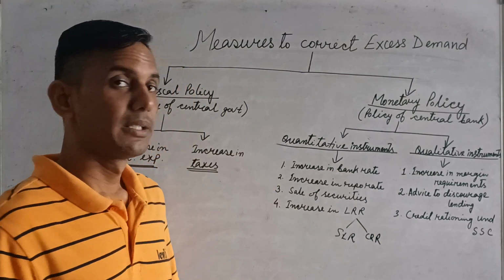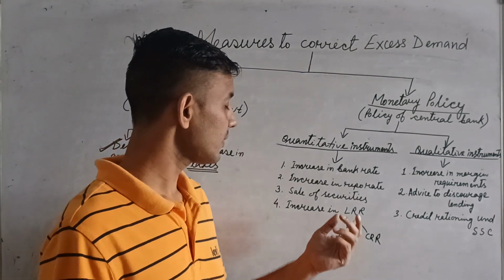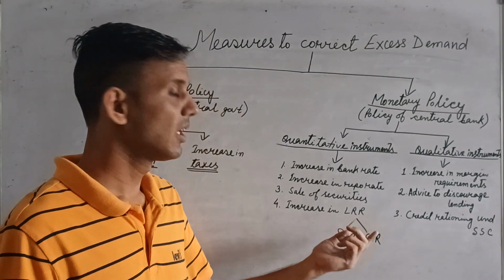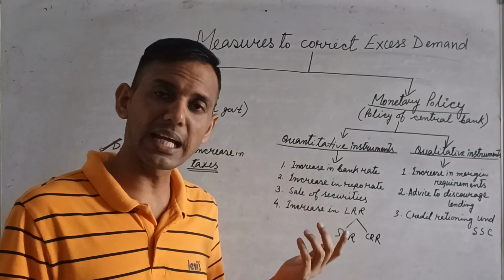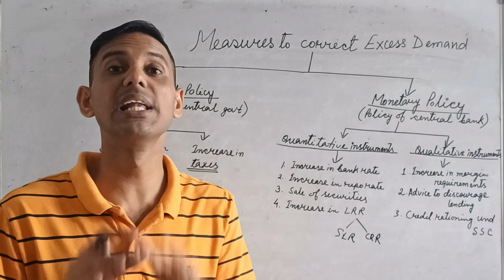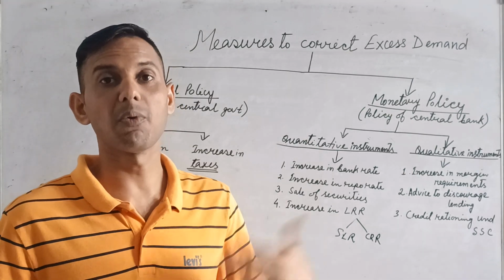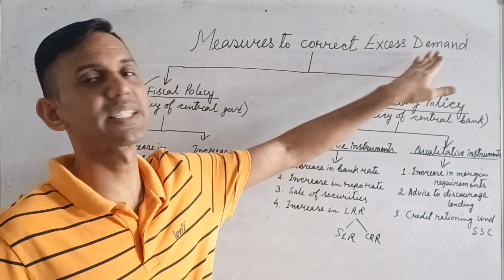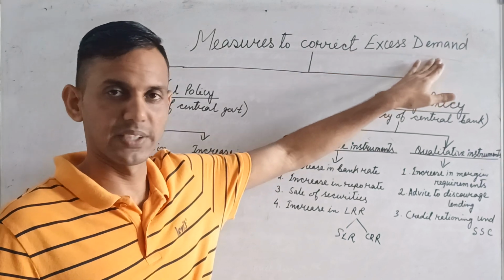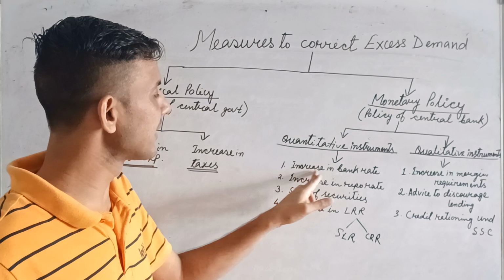So when the central bank increases LRR, or you can say SLR or CRR, then definitely again the commercial bank will have less money to provide as a loan. So it can also correct the excess demand situation. Is it clear?